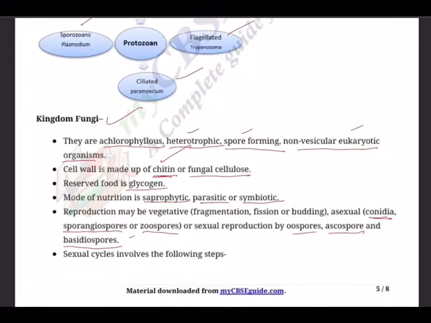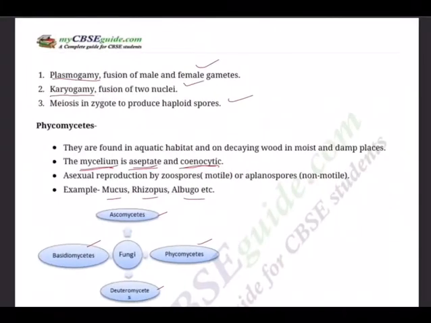And of course, as I said yesterday, fungi in association with algae form lichens, a symbiotic relationship, and with roots of higher plants they form mycorrhiza. So these are the words that you must remember. Just now I said plasmogamy, fusion of male and female gametes, karyogamy, fusion of two nuclei, and of course meiosis in the zygote to produce haploid spores.